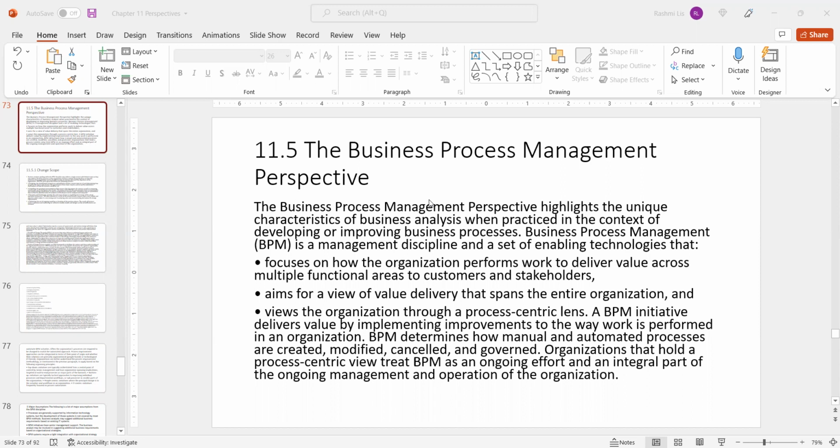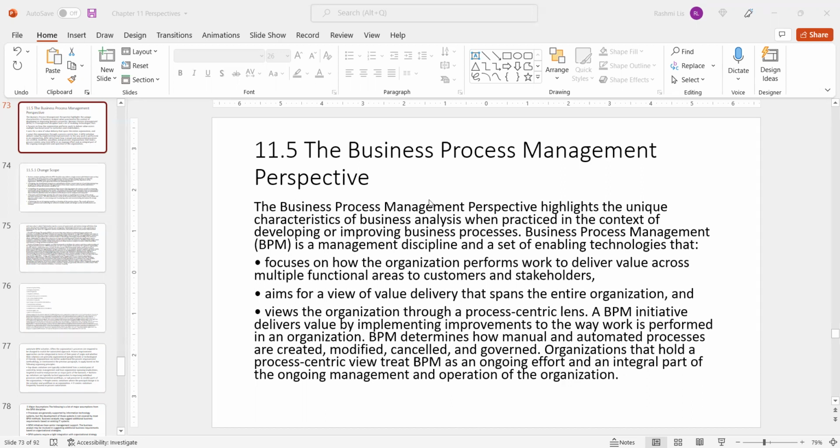Business process management is a management discipline and a set of enabling technologies that, one, focus on how the organization performs work to deliver value across multiple functional areas to customers and stakeholders. Two, it aims for a view of value delivery that spans the entire organization. And three, it views the organization through a process-centric lens.